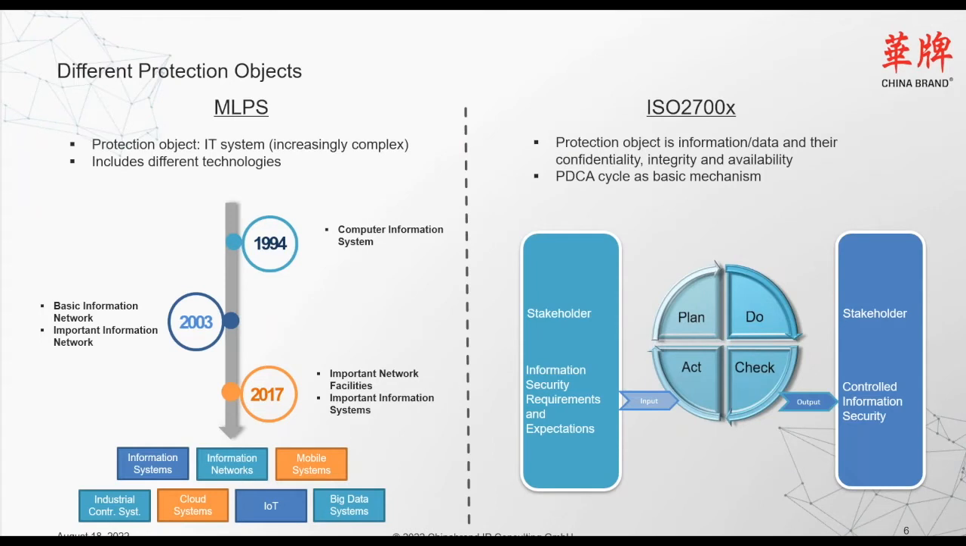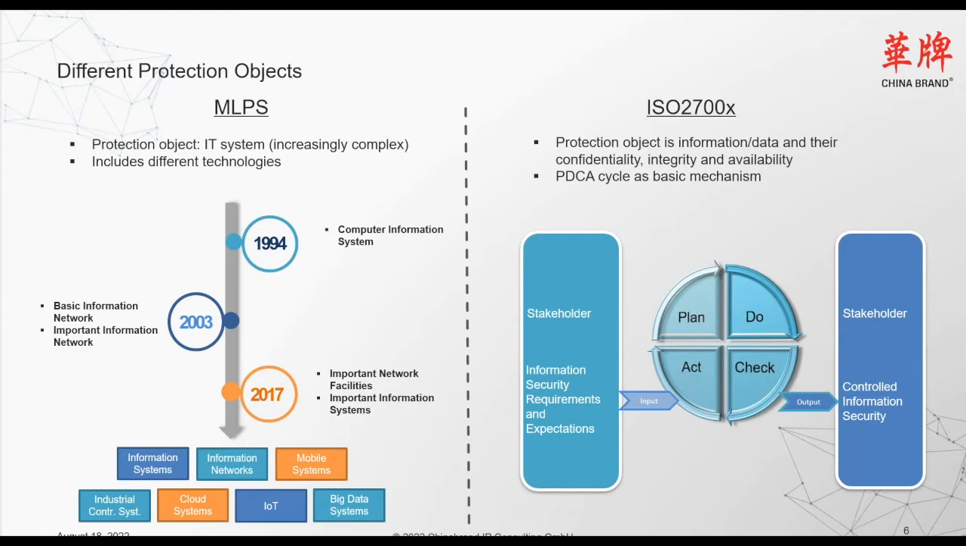So let's start with differences between MLPS and the ISO 27000 standards. So we have different protection objects. What does it mean? The MLPS focuses very much on IT systems. So you first actually need a list of the IT systems that you have, and then for each IT system you will take the necessary steps.